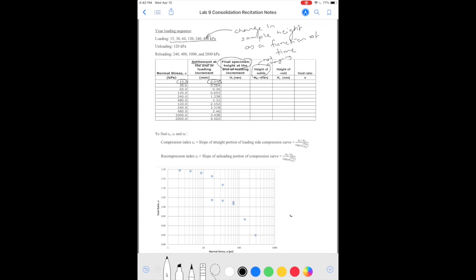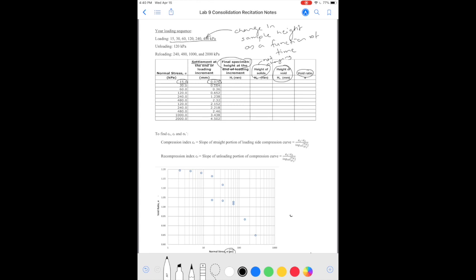We find the height of voids and keep track of the void ratio. So for each load increment, at the end of it, we'll have a new void ratio. So we plot that void ratio versus the normal stress. So here I have an example. The normal stress is in PSI.